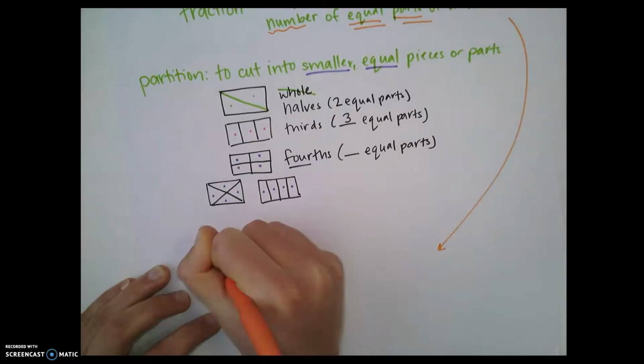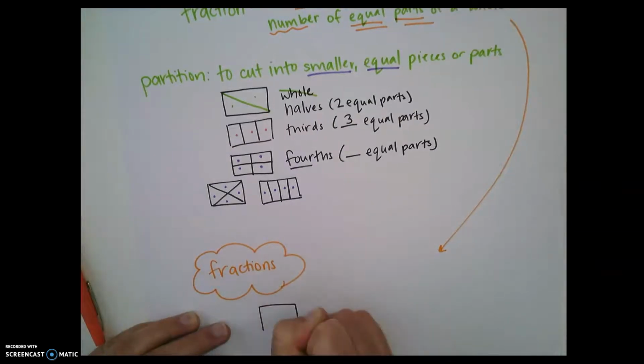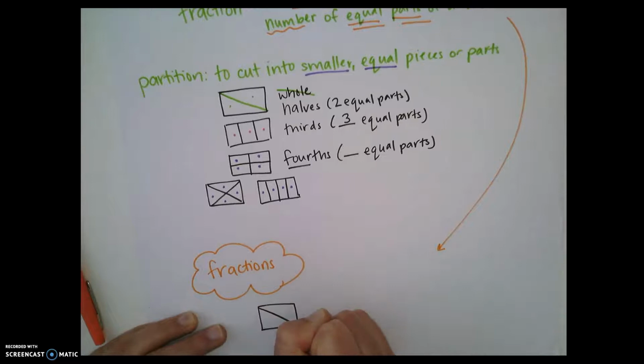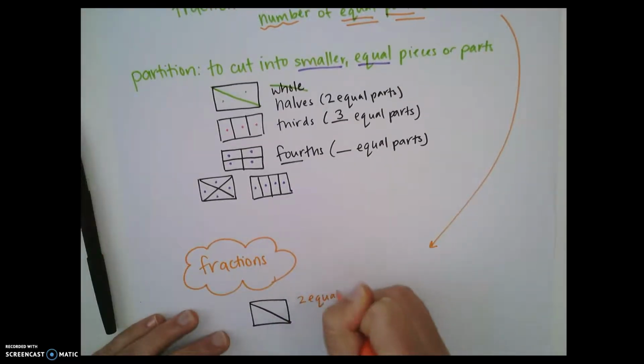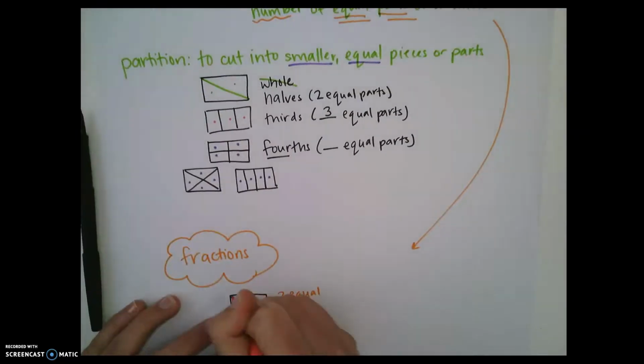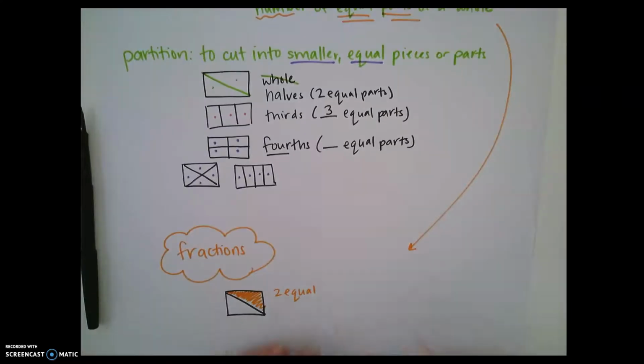If I just started out with a very, very simple rectangle like I did earlier and I divided it in half, we know that I have 2 equal parts now. But let's say I just wanted to talk about one of them. I wanted to talk about just one of the halves. The way I can write this is like this. I can write 1 and then a line over the number 2.